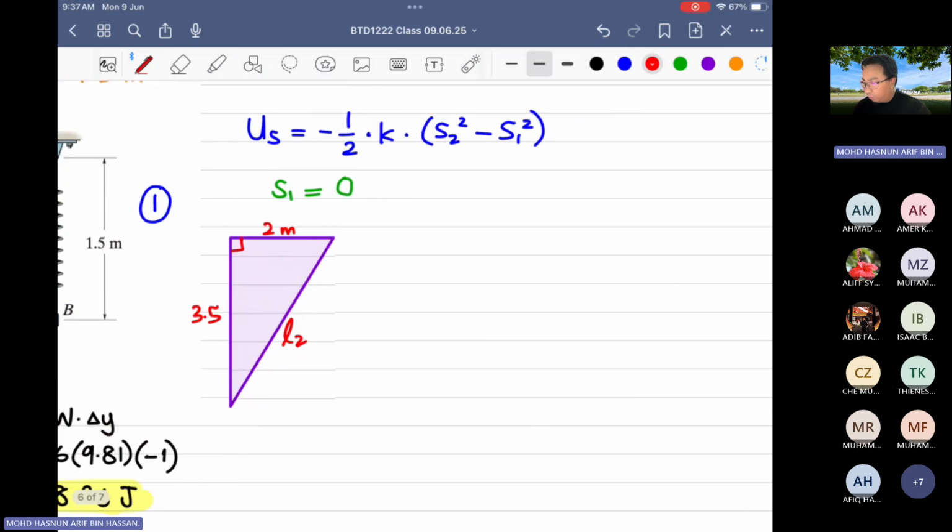So straight away we can calculate L2 by using the Pythagoras theorem. L2 is then 3.5 squared plus 2 squared, and then you square root it. So you get 4.031. That is L2, 4.031 meter.